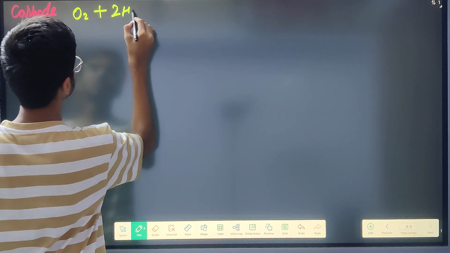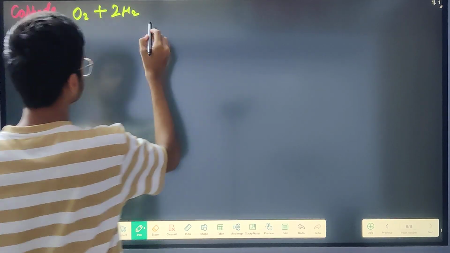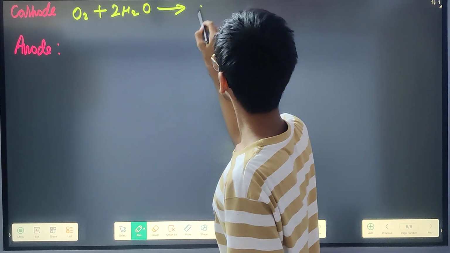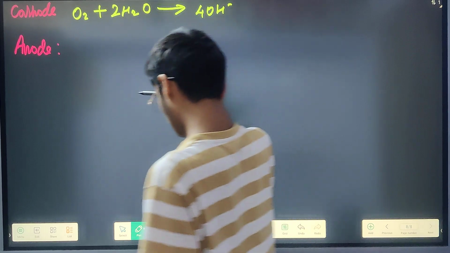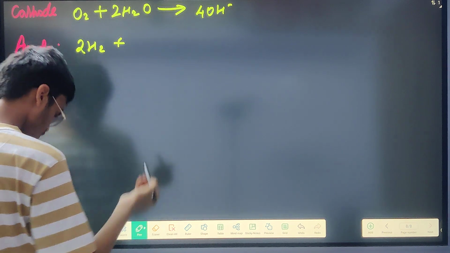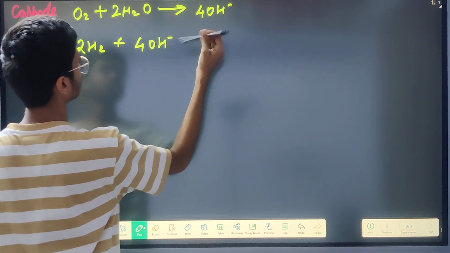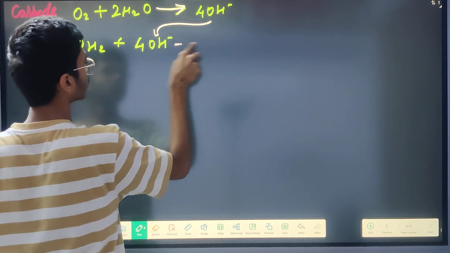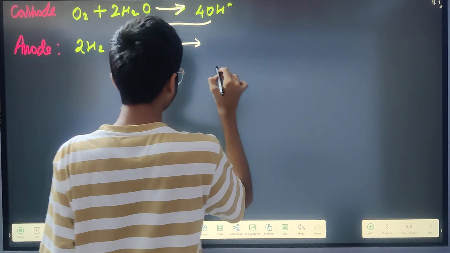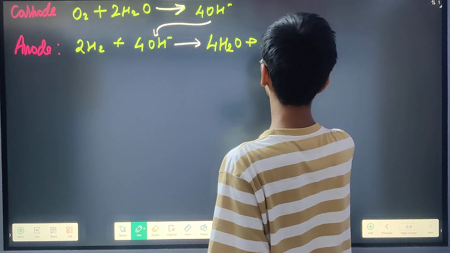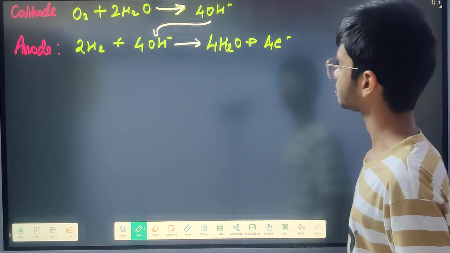So this O2 plus 2H2O gives rise to 4OH minus. Then this 2H2 plus 4OH minus will be giving us 4H2O plus 4 electrons.